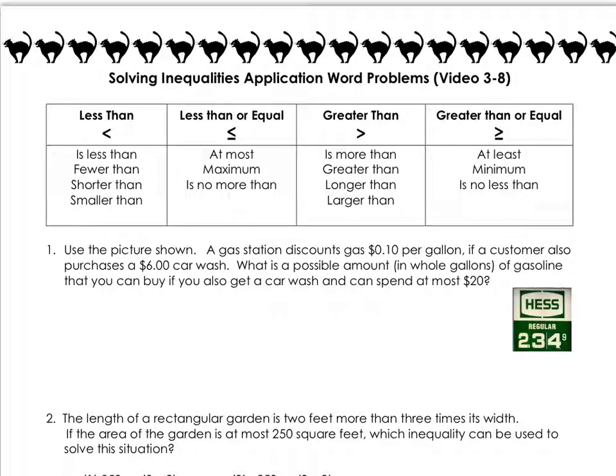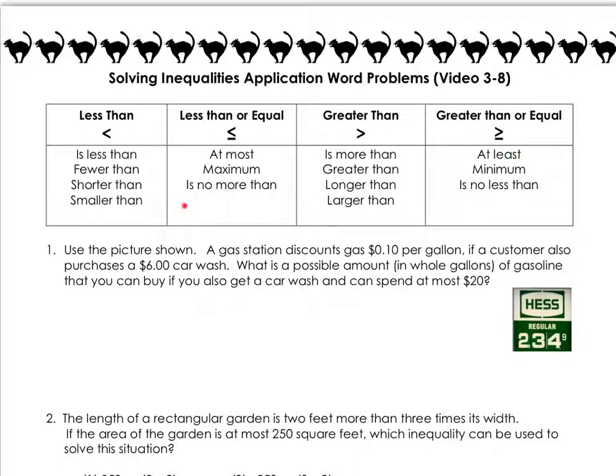So when we have less than, this is the sign for less than, the words that mean that are less than, fewer than, shorter than, or smaller than. Less than or equal to, you'll see the words at most, maximum, is no more than. Greater than, you'll see the words is more than, greater than, longer than, larger than. Greater than or equal to, at least, minimum, or is no less than.